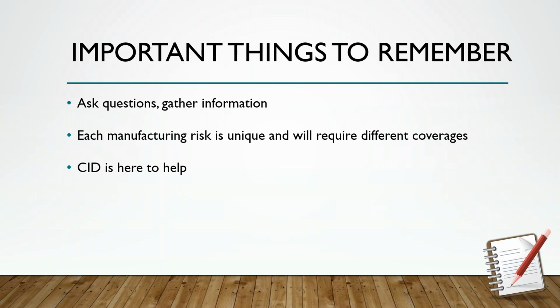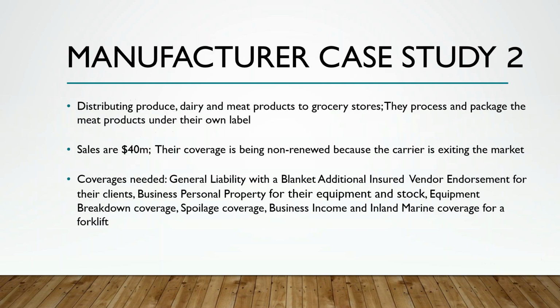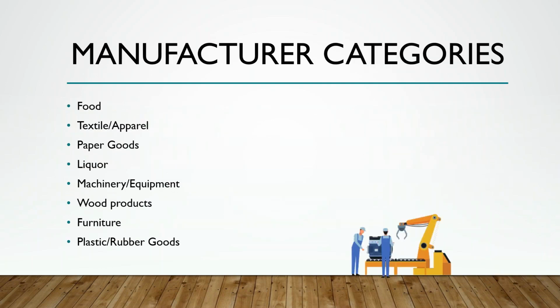And it looks like we have a question regarding what types of manufacturers we recommend that you focus on. I think it was slide 3 or 4, we had a good list of the types of manufacturers to target. I can go back to that slide so that you can see the list. So we have food and textile and apparel, which would be your clothing manufacturers, paper goods, liquor, machinery and equipment, wood products, just like the cabinet maker we just went over, furniture, and plastic and rubber goods.